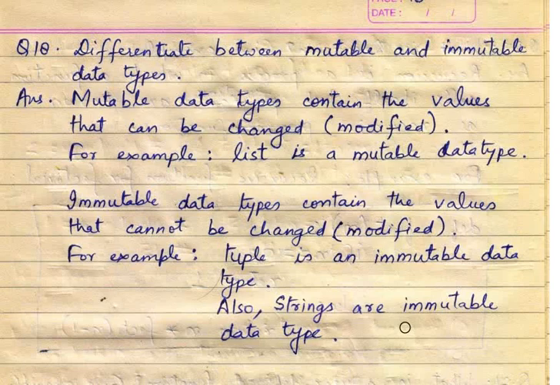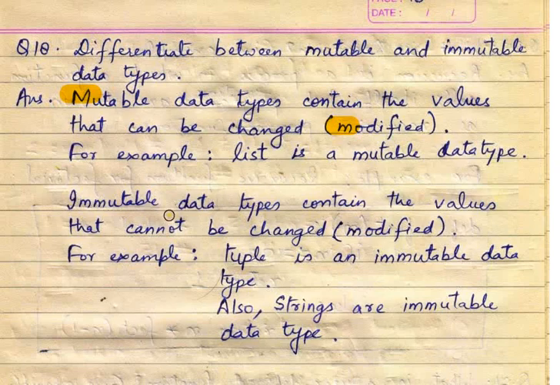Mutable data types contain the values that can be changed or modified. You can see that mutable starts with M, and modified also starts with M. So you can associate these first characters, and you will never get confused. Mutable is related to modified. It means mutable data types contain the values that can be changed or modified. For example, list is a mutable data type. It means you can change the value inside a list, right?